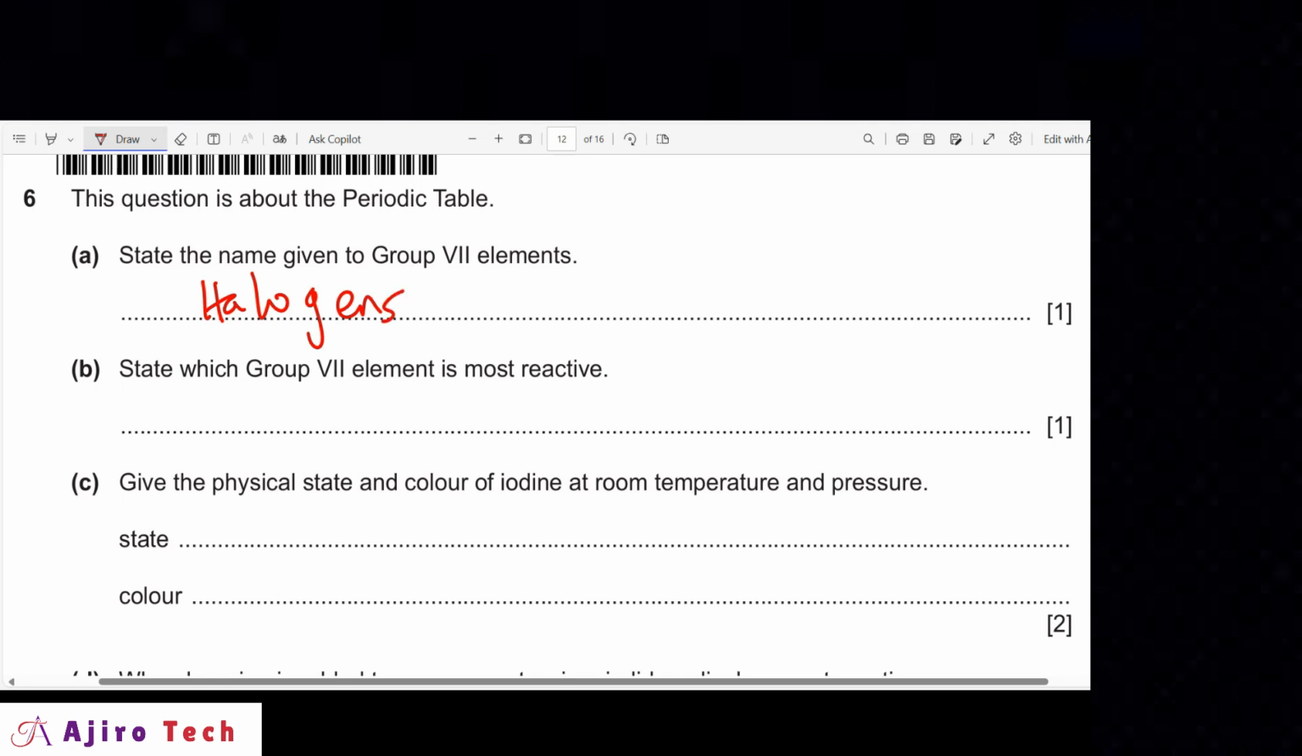State which group 7 element is the most reactive. Of course, you know fluorine is the most reactive group 7 element. The physical state and color of iodine. Iodine is solid at room temperature and it has a gray-black color.